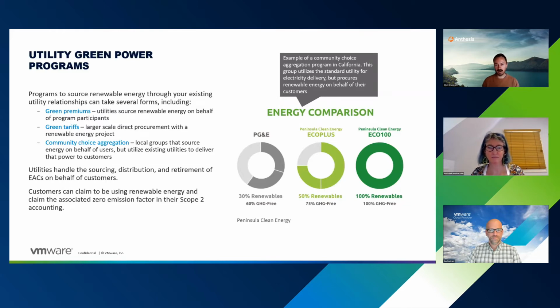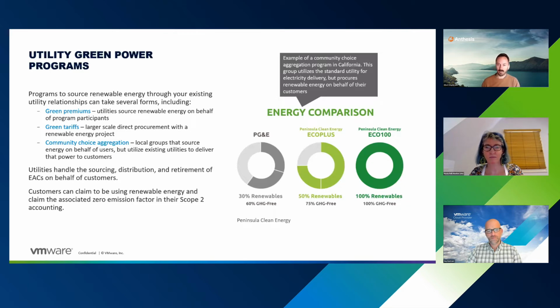If you're within their region, depending on your locality, you have the option to sign up to the community choice aggregation program. Your power is still delivered by the existing utility. They're still running the wires. They're making sure that power gets to you and there are no outages and such. But the sourcing of the energy, the contracts with the wind farms or the solar plants, is taken care of by another group. That's the community choice aggregation group.